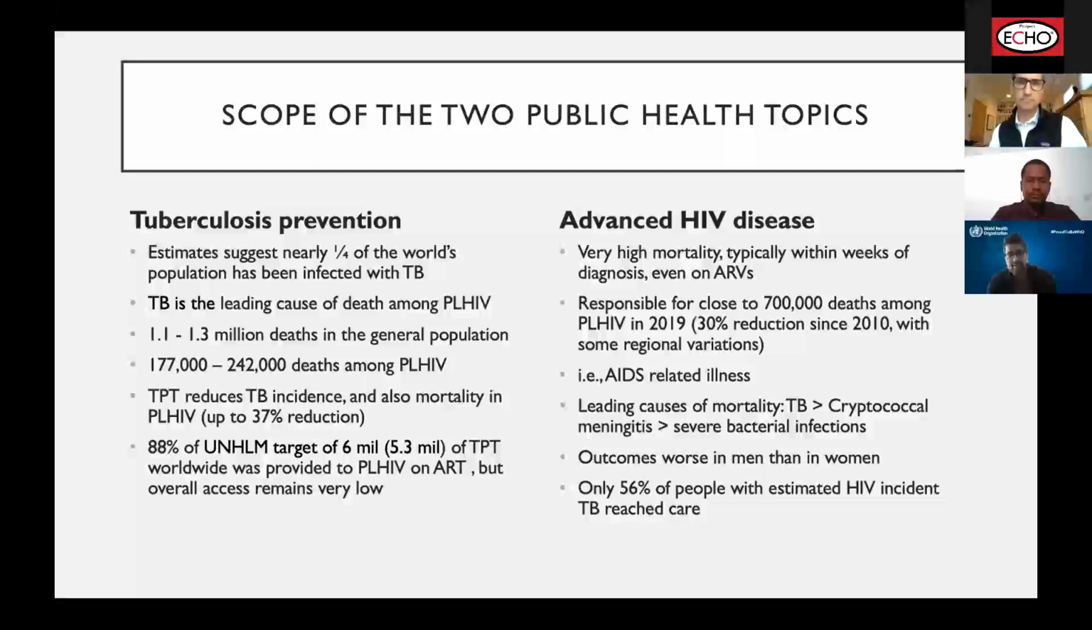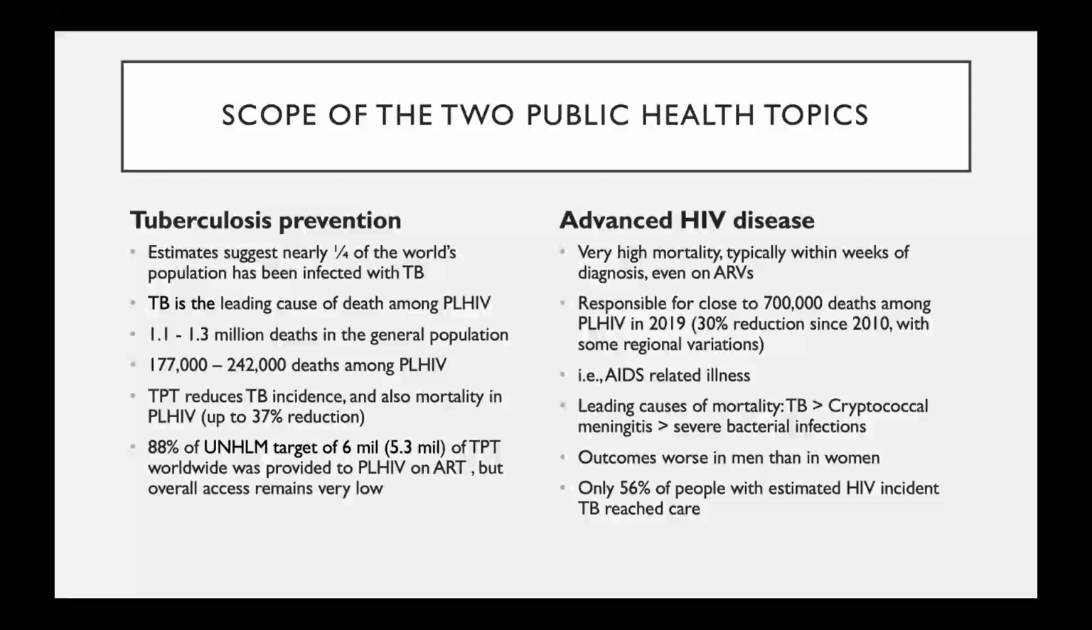We know that TPT does reduce TB incidence, and particularly in people living with HIV, it reduces mortality by up to 37%, as seen in the Temprano trial. We also have the United Nations high-level meeting target of 6 million TPT, and 88% was provided to people living with HIV on ART. But it's worth noting that overall access globally remains very low.